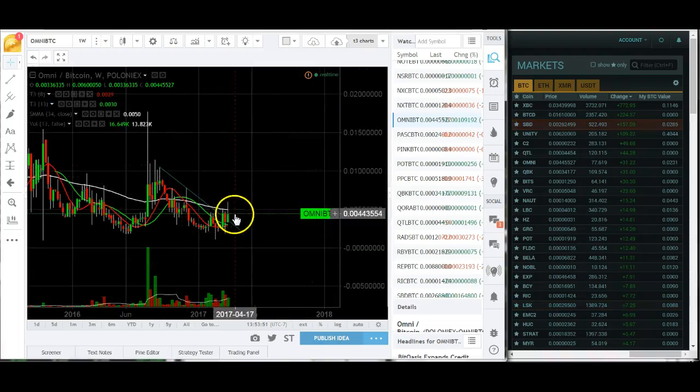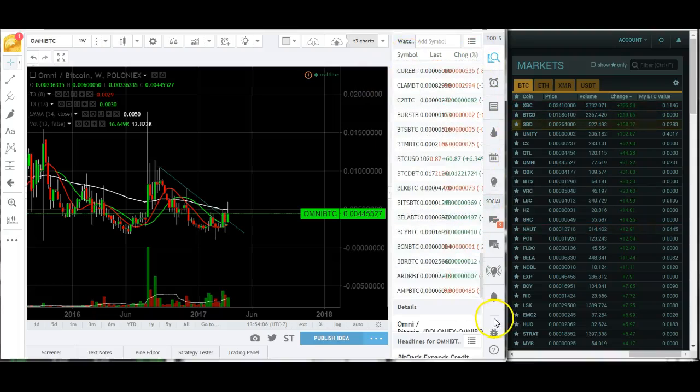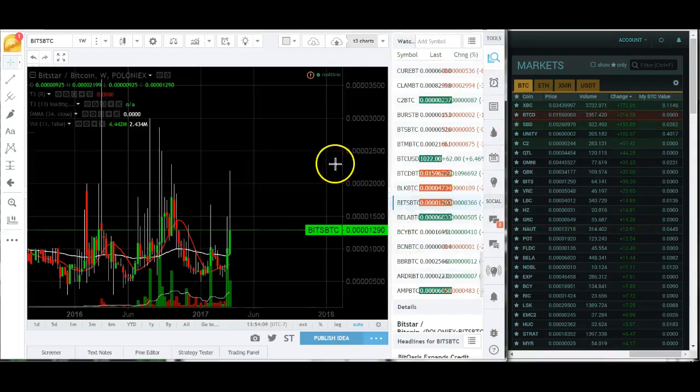You got a long-term trend line breaking. You got a bottom pattern forming. Take a ride. Absolutely crazy. Oops. Let's go to bits.